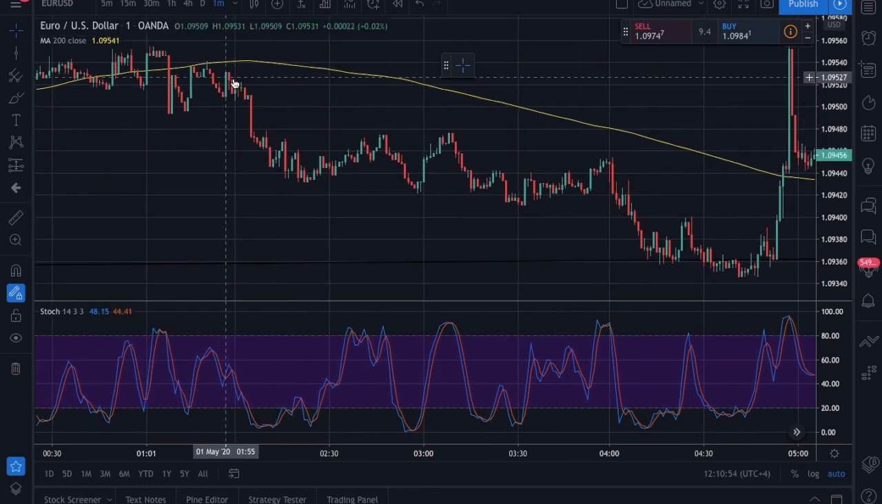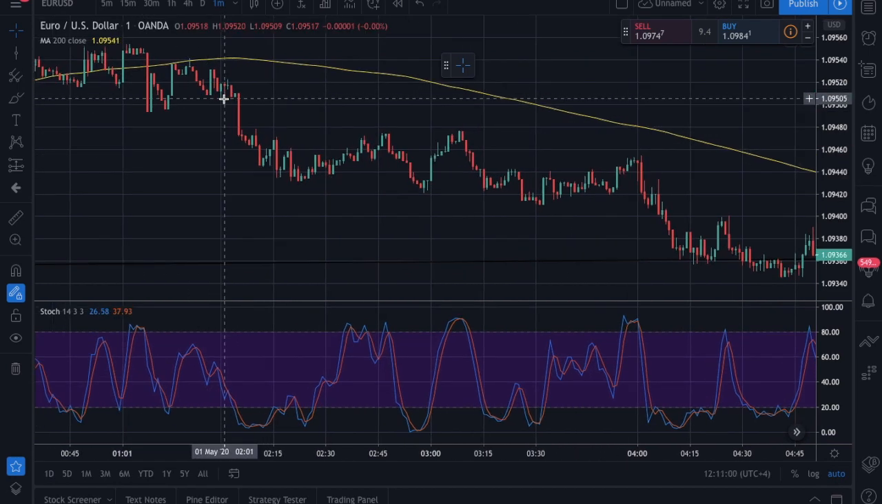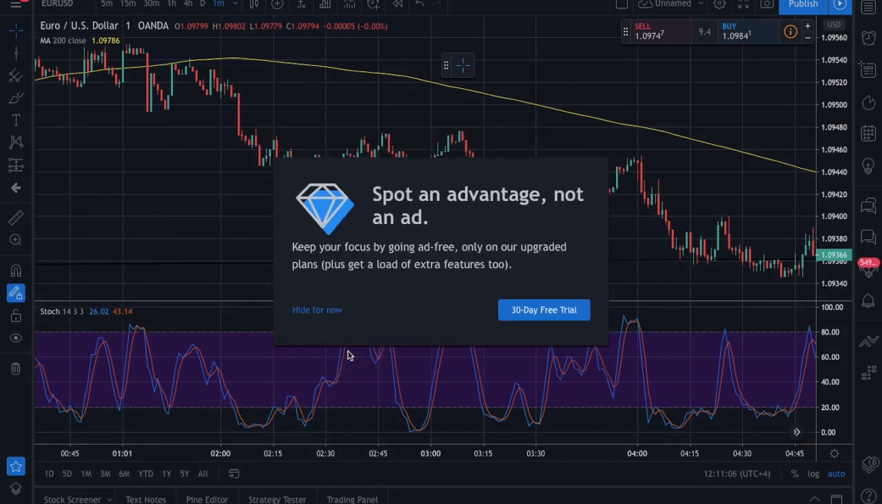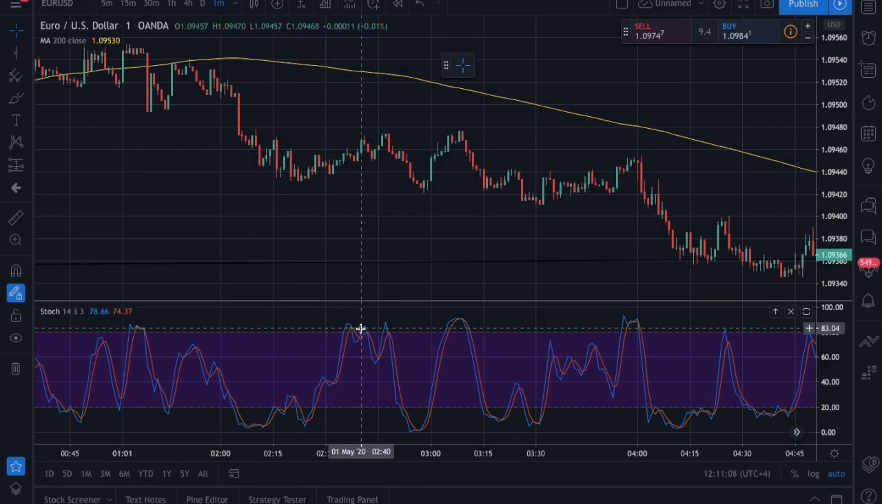Guys, the candles here are below the moving average line, the yellow line. So that means that we are looking for sell orders. We are looking for the stochastic lines to be above the 80, which will give us the confirmation for a sell order.